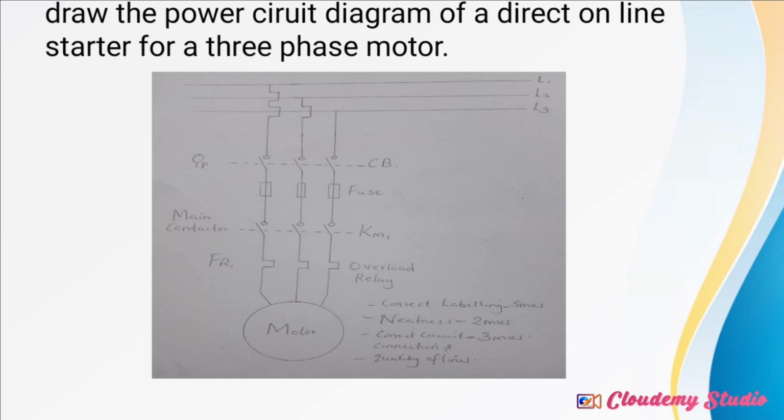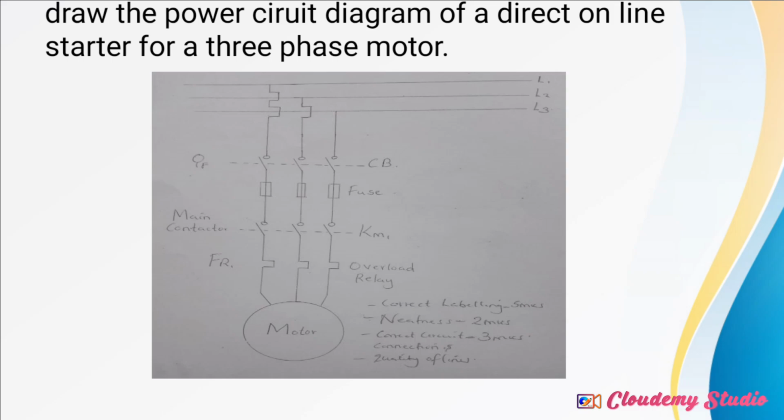So if you look at how my drawing has been drawn, I started first with the 3-phase. You have to draw the 3-phase, the red phase, the yellow phase, and the blue phase. Or another person can use line 1, line 2, and line 3. Whichever way. And then you draw another vertical line. It will first pass through the circuit breaker. Then you have a fuse. Then you have a main contactor that is normally open.